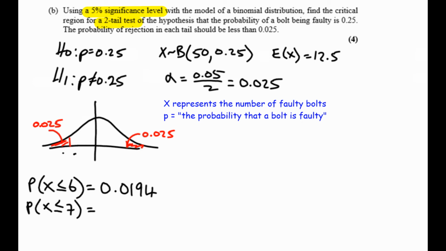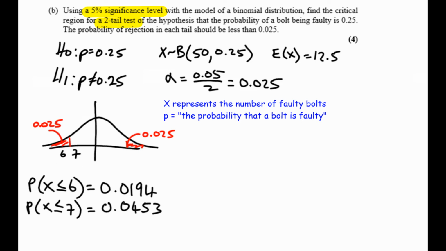Doing this on your calculator, looking up in the table, we'll get the same answer, 0.0453. Okay, this is the situation we're looking for. One of them is less than 0.025, while the other is larger than 0.025. That actually lets me know that this value must be 6, while this one over here must be 7. 6 had a probability less than, and 7 had a probability that was more than 0.025.